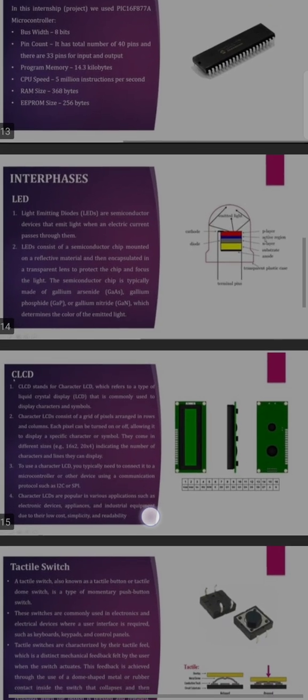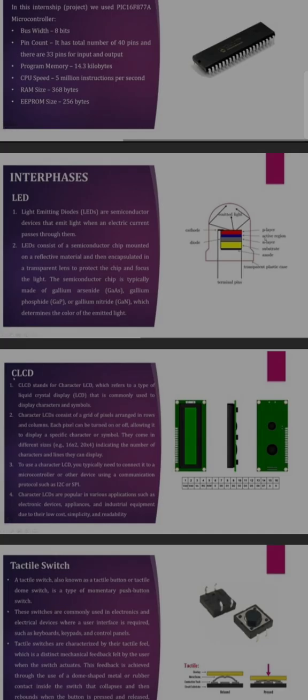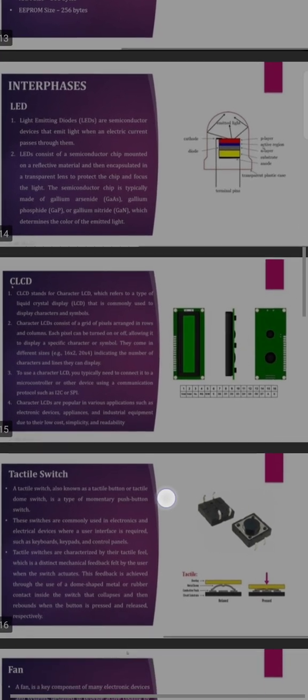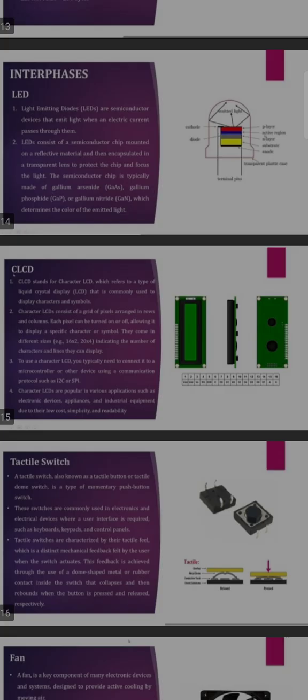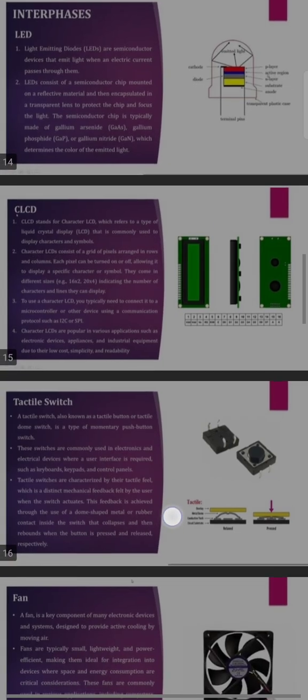Interfaces. LED means light emitting diode. LEDs are semiconductor devices that emit light when an electric current passes through them. The semiconductor chip is typically made of gallium arsenide, gallium phosphide, or gallium nitride, which determines the color of the emitted light. CLCD. CLCD stands for character LCD, which refers to the type of liquid crystal display that is commonly used to display characters and symbols.